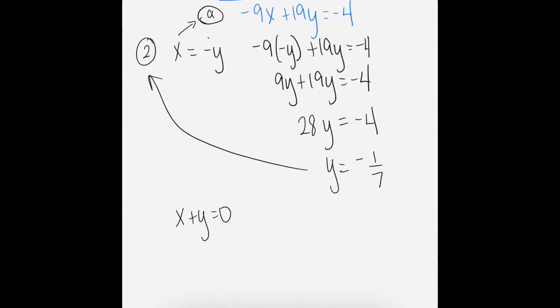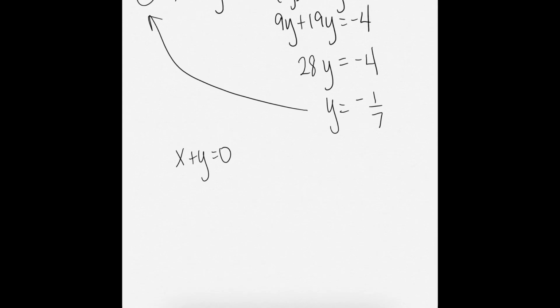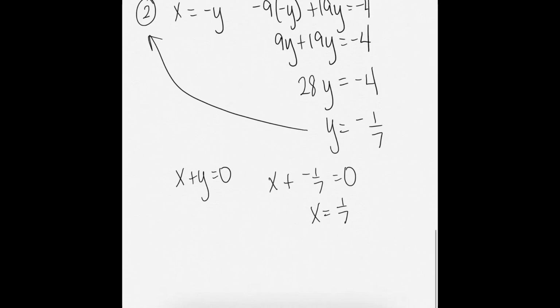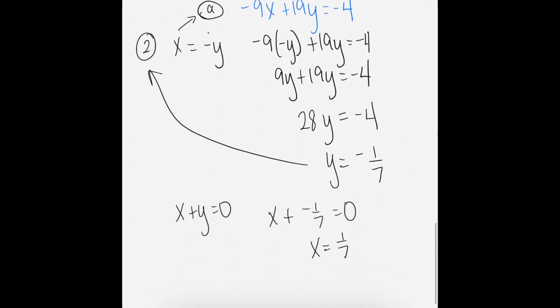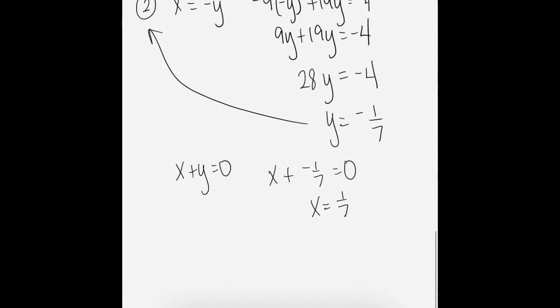X plus y equals 0. But we know that y is negative 1/7. So x plus negative 1/7 equals 0. That means x must be positive 1/7. All right, so we have x, we have y. Now we need to get z.